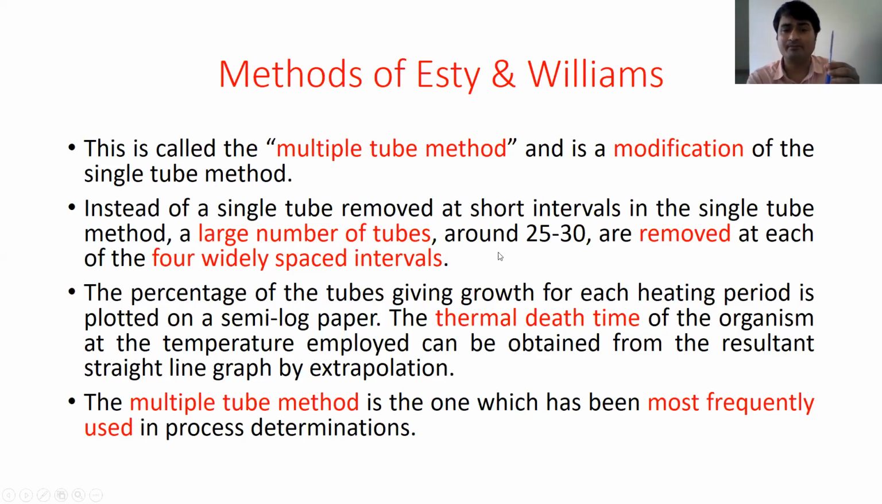So what we are doing, we are taking 25 to 30 number of tubes at 4 widely spaced time intervals. Say for example, 25 to 30 tubes if we are taking at 10 minutes, then the next 25 to 30 tubes at 20 minutes, then again 30 minutes, then 40 minutes. So at 4 widely spaced time intervals we are taking this large number of tubes, and from there we are again doing the subculturing. That means we are doing the survival study.